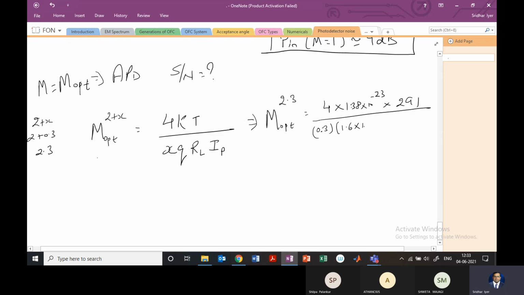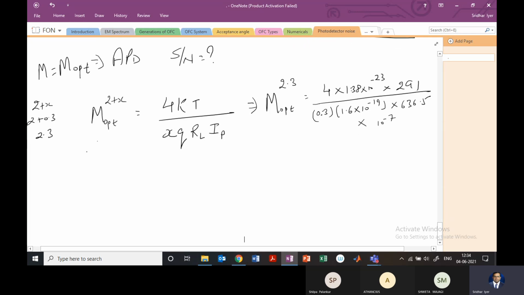Q is 1.6 into 10 raised to negative 19, into RL, which we had calculated, is about 636.5, into IP, which is given to us, which is 10 raised to negative 7, right? So from this equation, we can get the value of optimum M. So let us first find out what this optimum M is. Let me know what value we get on the RHS.